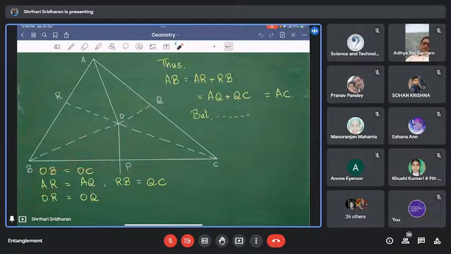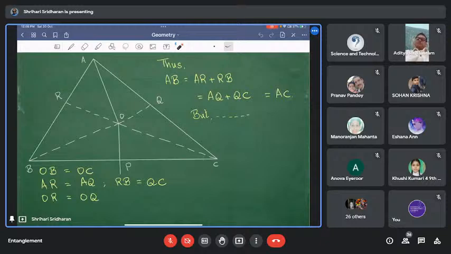So I'll replace AR by AQ and RB by QC. So instead of AR plus RB, I write this as AQ plus QC. AQ plus QC is nothing but AC. So what have I shown? I've shown AB is equal to AC.